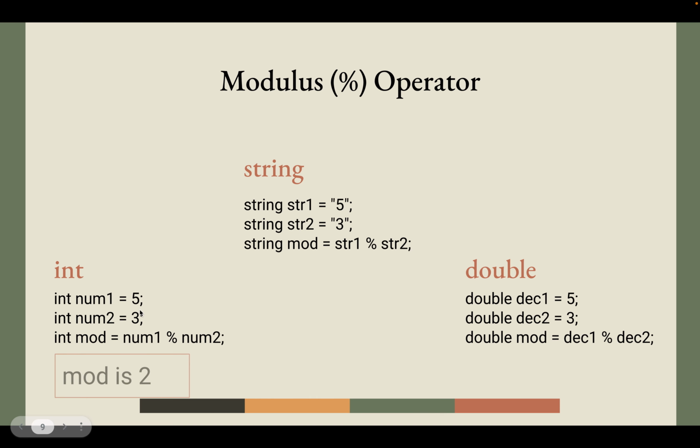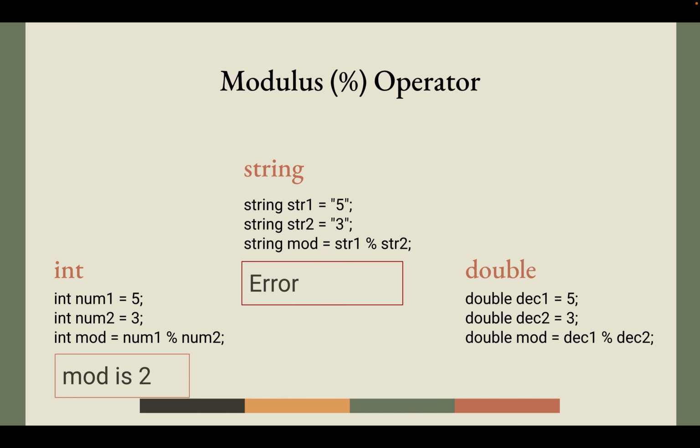So if we were to do num1 mod num2, we just have that mod is 2. And this remainder is very useful for problems like converting height, where if we had 68 inches and we wanted to convert it to feet and inches, we can do 68 divided by 12. That will give us the value 5. And then 68 mod 12 will give us the remainder, which would be 8 inches. So 68 inches is 5 foot, 8 inches.